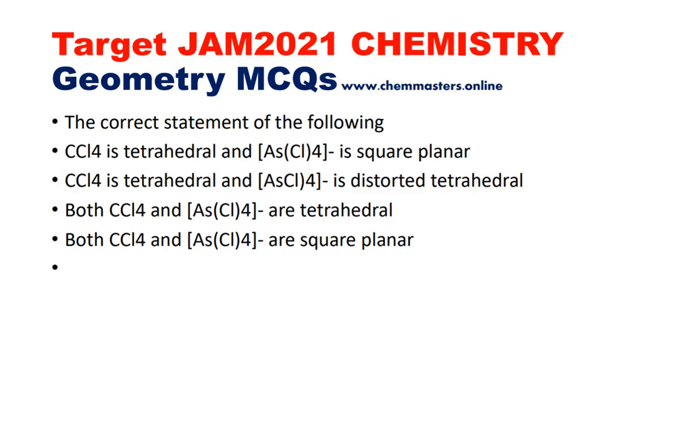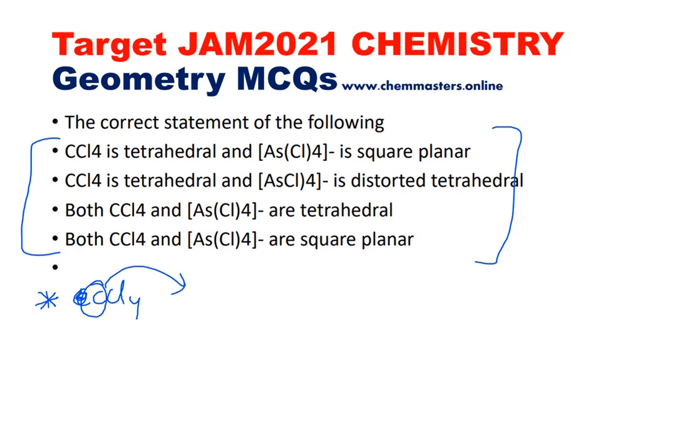Now just look at the first question. The correct statement of the following. Just look at the given four statements and we need to pick the correct one. So try to find the geometry of CCl4 here, where the carbon is the central atom. So we need to look at its valency electronic configuration.